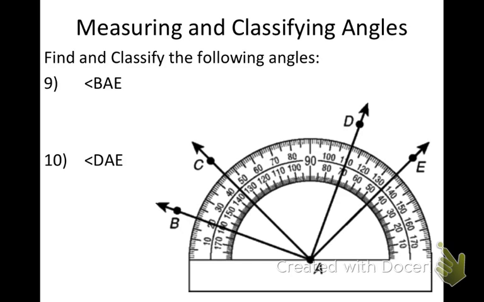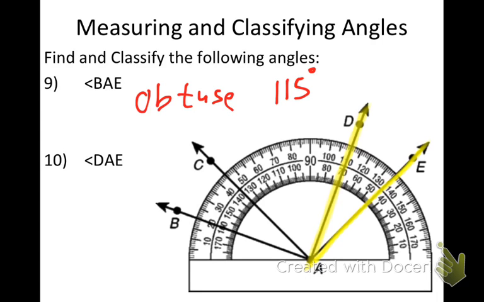All right, Simeon. Number 9 says angle BAE. What type of angle is that, Simeon? That is obtuse. And what is the measure of that obtuse angle? 115 degrees. Nice job. Number 10 says angle DAE. What type of angle is that? Parker. That is acute. What's the measure of that acute angle, Parker? This one is 110, and that one is 135. So that'd be 25 degrees. Good work, sir.